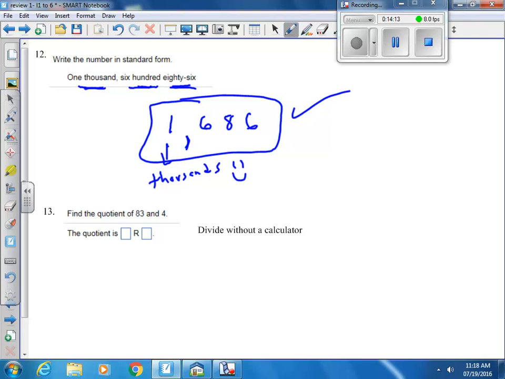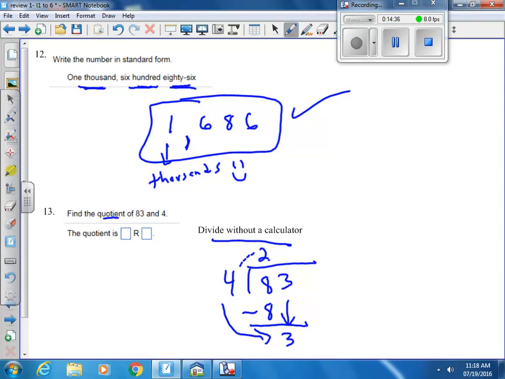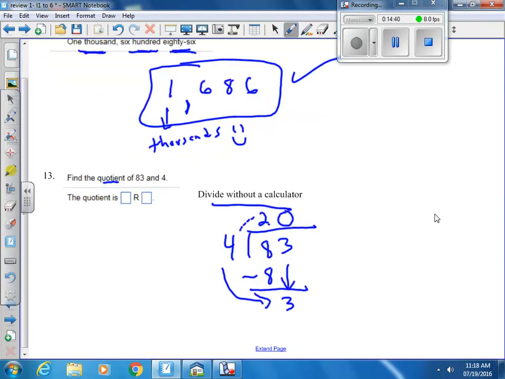All right. Find the quotient. Quotient means divide, of 83 and 4. Divide without a calculator. So, 4 goes into 8 twice. Then we come back around and multiply. 2 times 4 is 8. Draw the line and subtract. Bring down the last guy. But 4 doesn't go into 3 because 3 is smaller. So 4 goes into 3, we could say 0 times. 0 times 4 is 0. Draw the line and subtract.